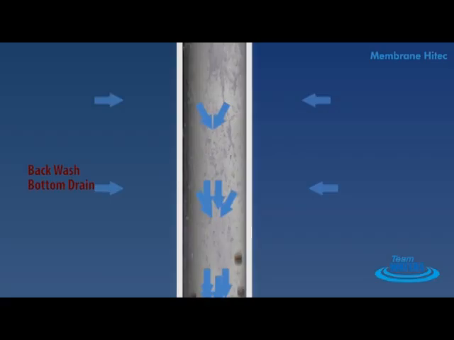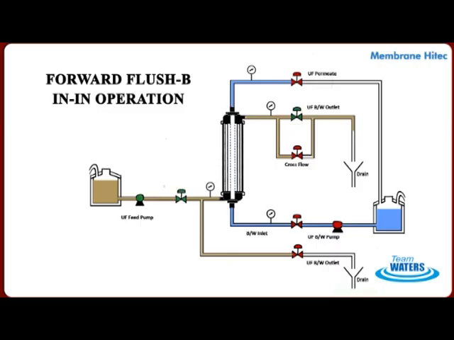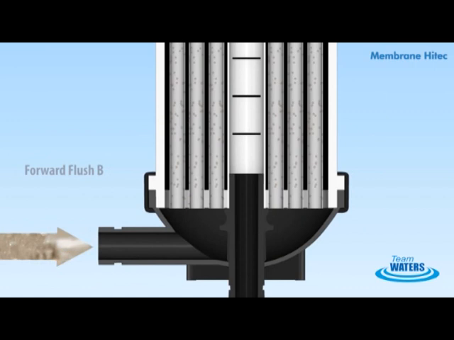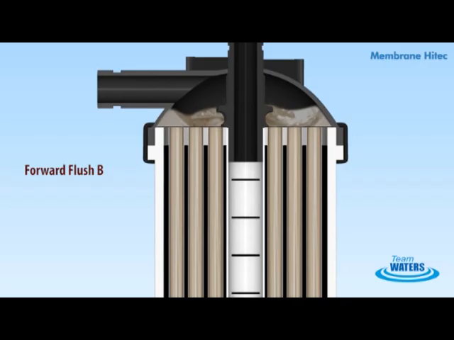4. Forward flush B. Forward flush B is done after both top drain and bottom drain of the backwash cycle is completed, for flushing of particles collected in the fiber capillary.